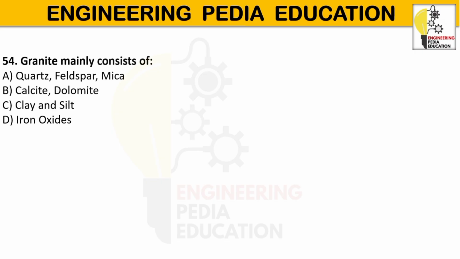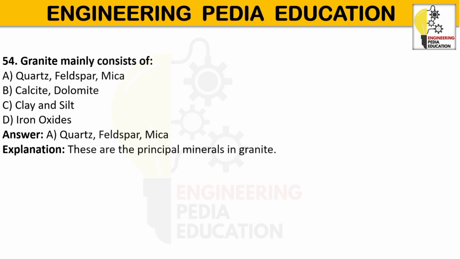Granite mainly consists of quartz, feldspar, mica, calcite, dolomite, clay, silt, iron oxide? Granite mainly consists of quartz, feldspar, and mica. These are the principal minerals in granite.